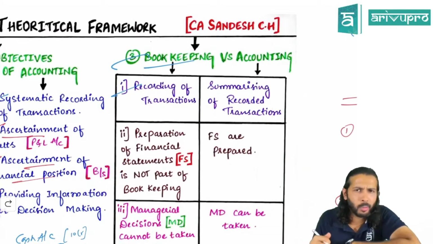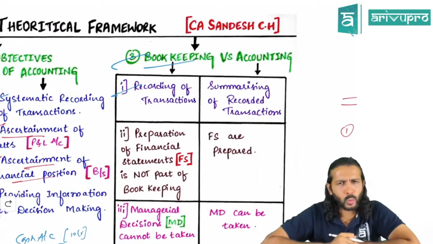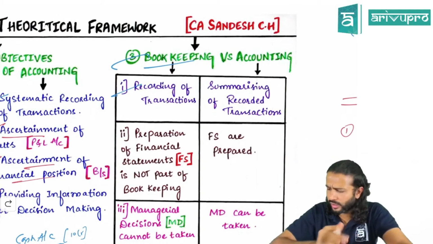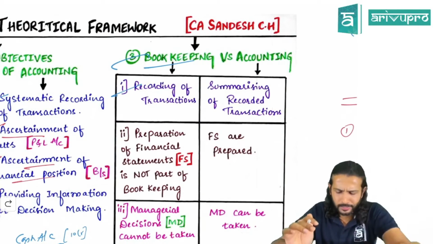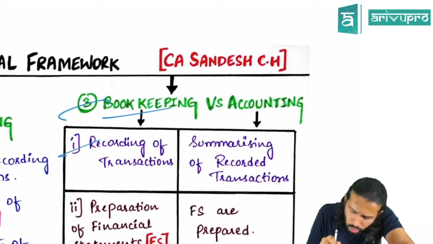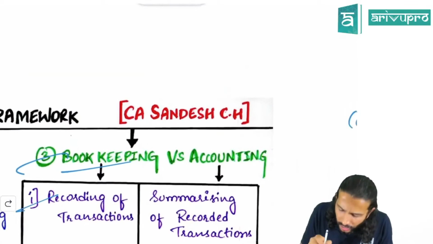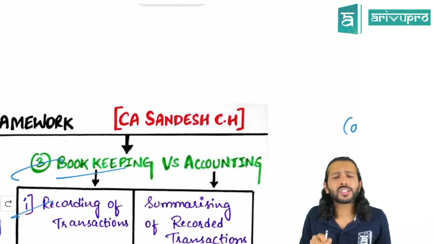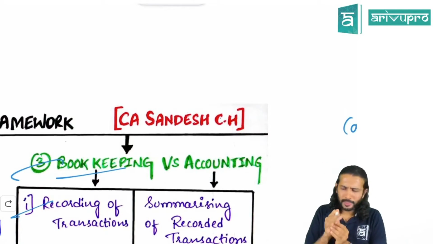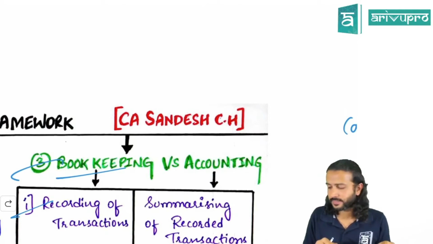Let's understand the points. Then I will give you some true or false questions. You tell me how easily you're able to solve them. That is the intention. So bookkeeping simply means recording the transaction. Does accounting mean simply recording the transaction, sir? Does accounting mean only recording, or what is it?